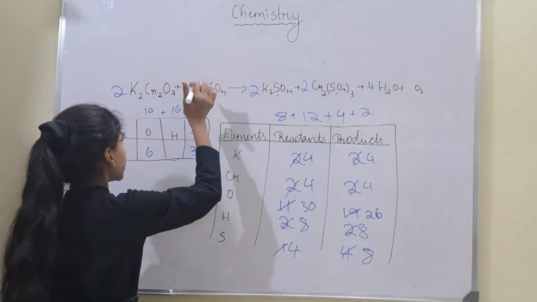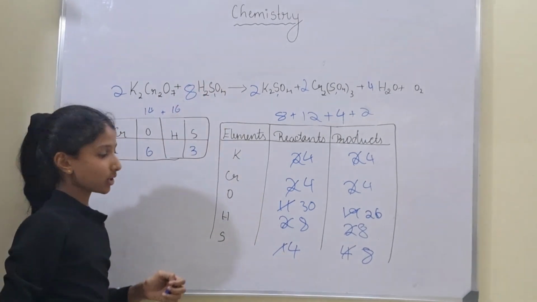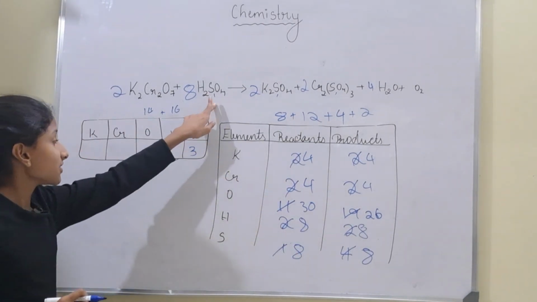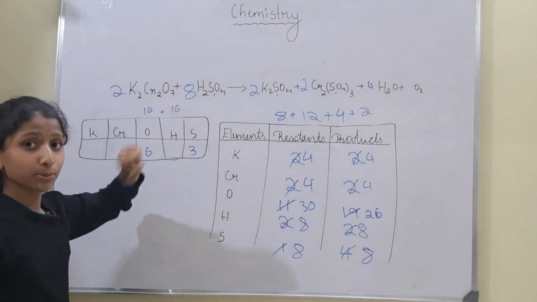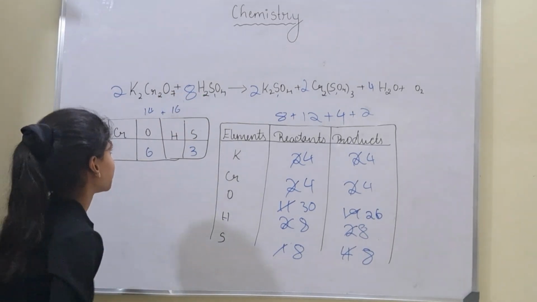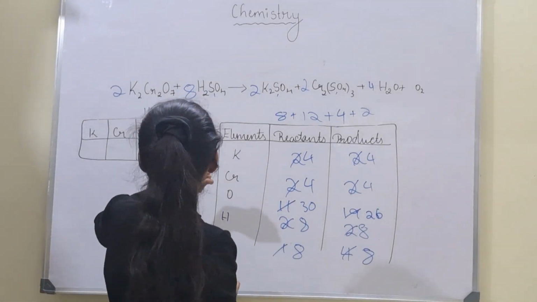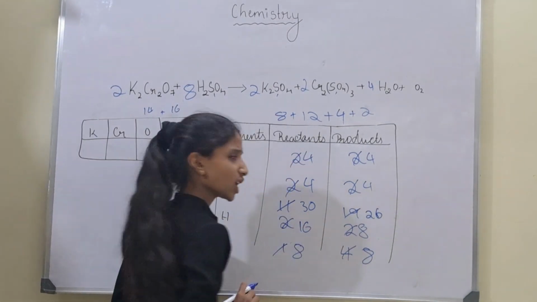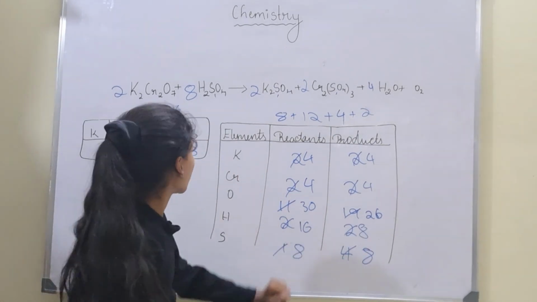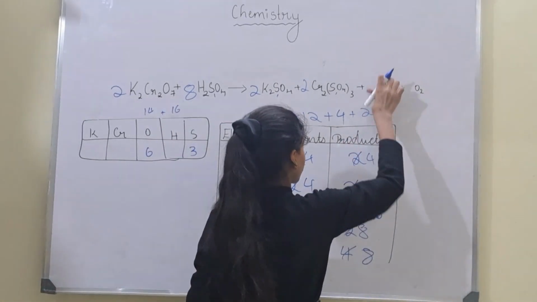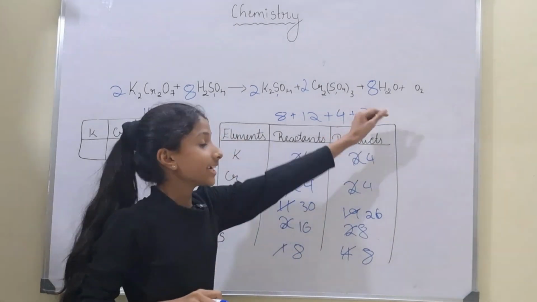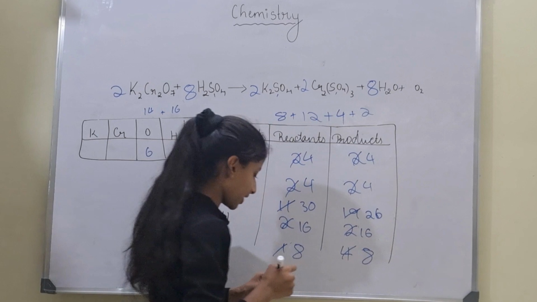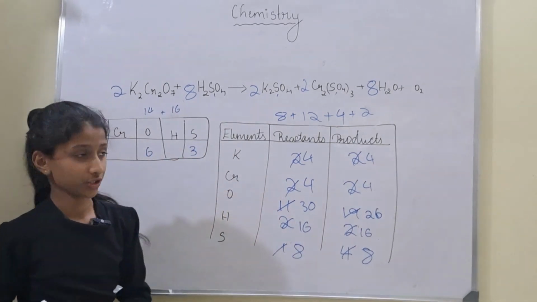Next, I have to change this 4 into 8. So, I will write here 8. 8 times 1 gives us 8. Now, it changes even hydrogen. 8 times 2 gives us 16. So, hydrogen will turn into 16. So I have to change here also, write 16. So where is hydrogen? I'll write here 8. 8 times 2 gives us 16. Now we have balanced everything except oxygen.